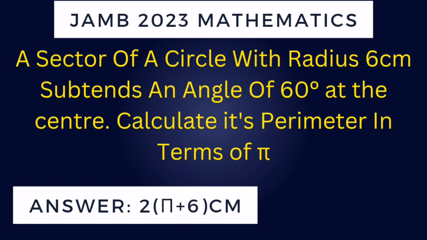Question 11. A sector of a circle with radius 6 cm subtends an angle of 60 degrees at the center. At the center. Full stop. Calculate its perimeter in terms of pi.